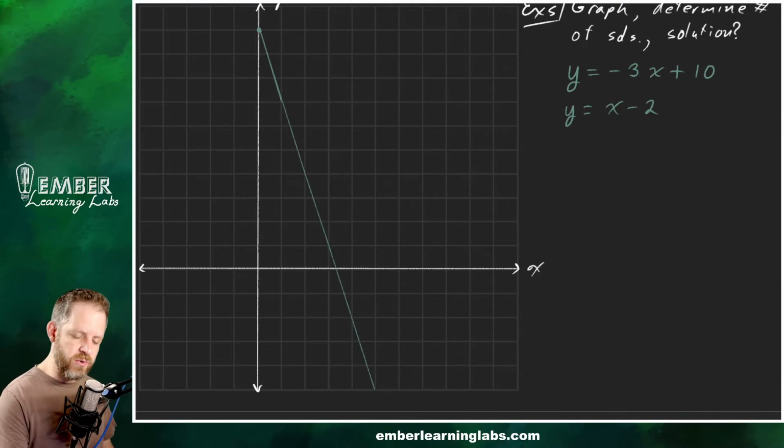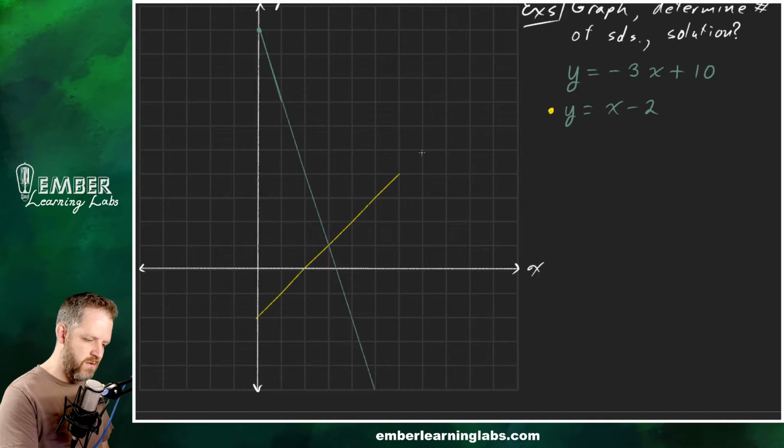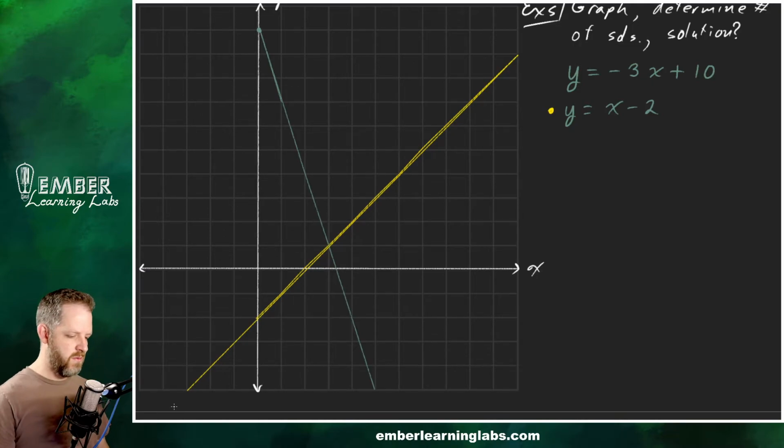Now, for our other one, let's do this one in yellow. That seems reasonable. You can tell the difference between the two. We're going to go down 2 on the y-intercept, and then we're going to go up 1 over 1. And we're going to keep on doing that till we have a line, right? There we go.